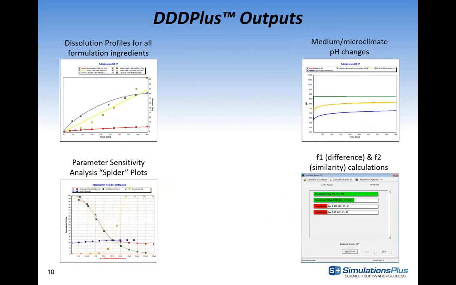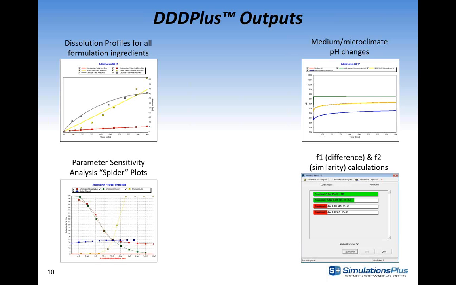The outputs that you can obtain after building these DDDPlus models are, you can predict the dissolution profile for all formulation ingredients. We're not simply just looking at the API within DDDPlus, but we're looking at all of the excipients as well. So on the top left, we have a graph of a CR dosage form where we're predicting the amount of drug released, the polymer dissolved, and the lactose that is dissolved from that matrix of adanazolam.